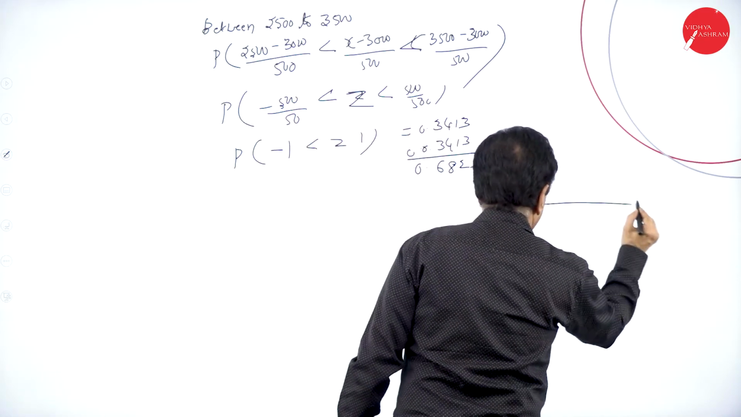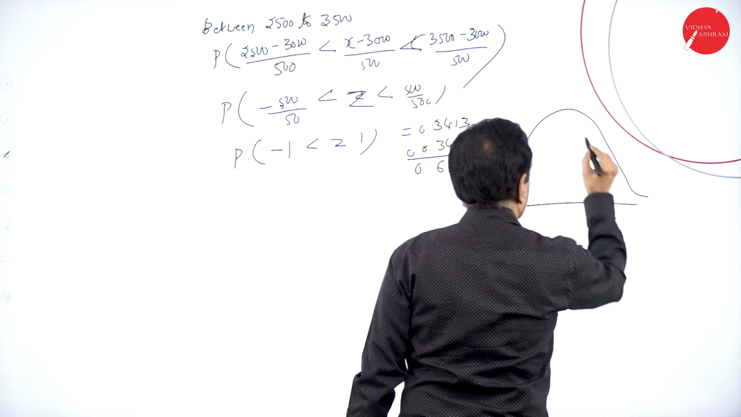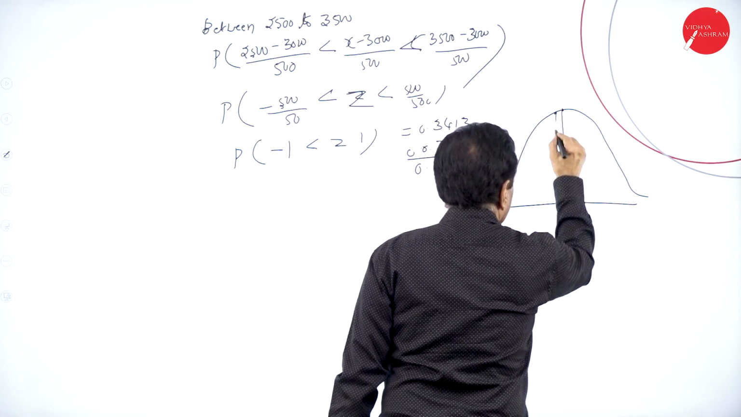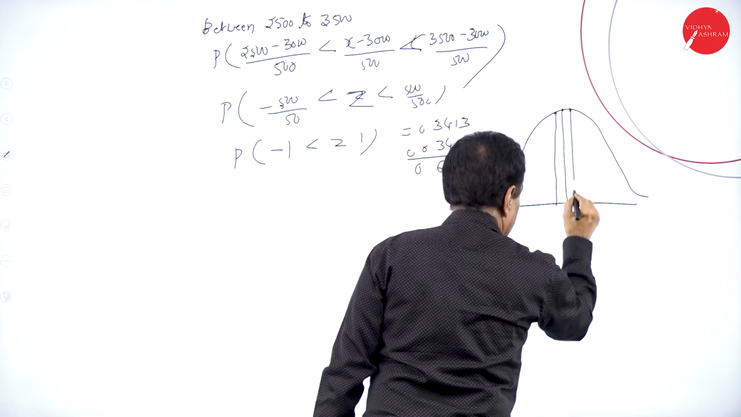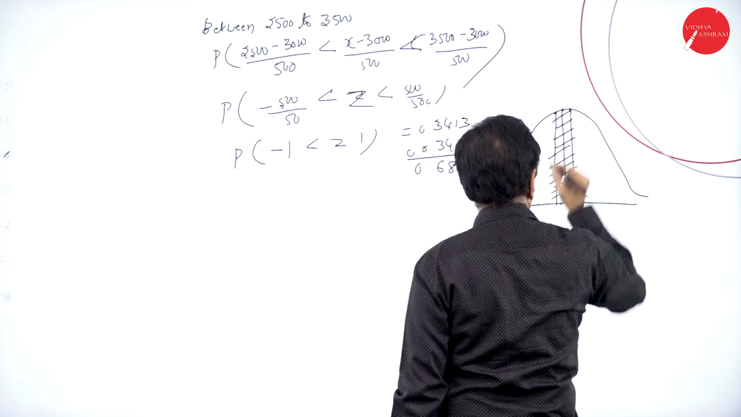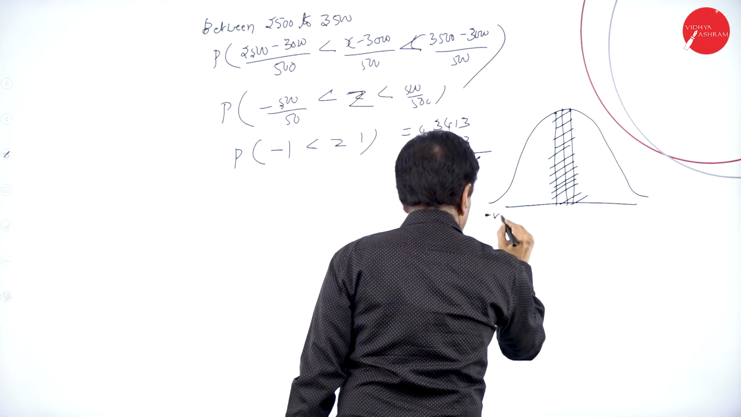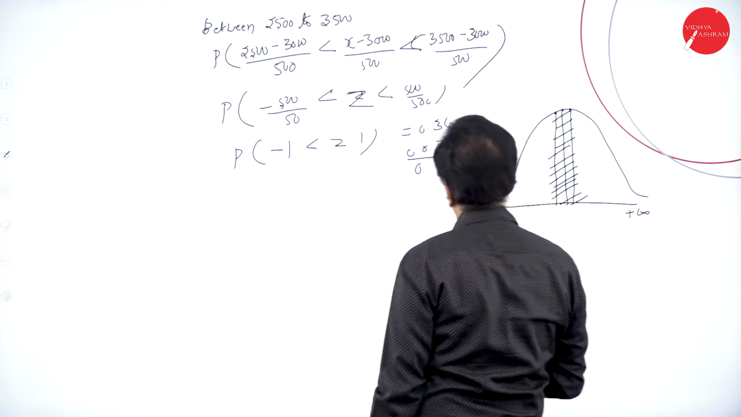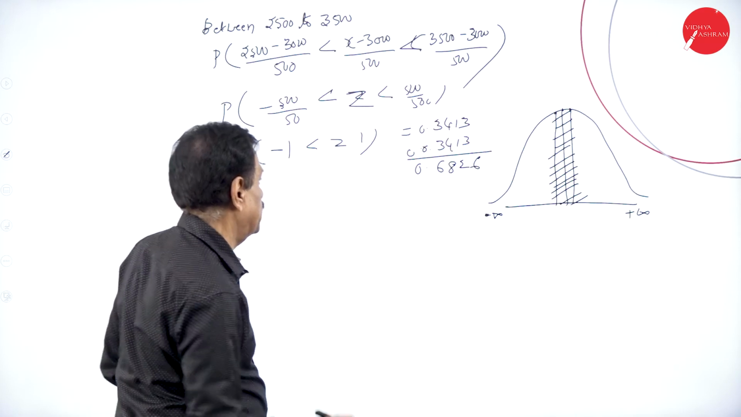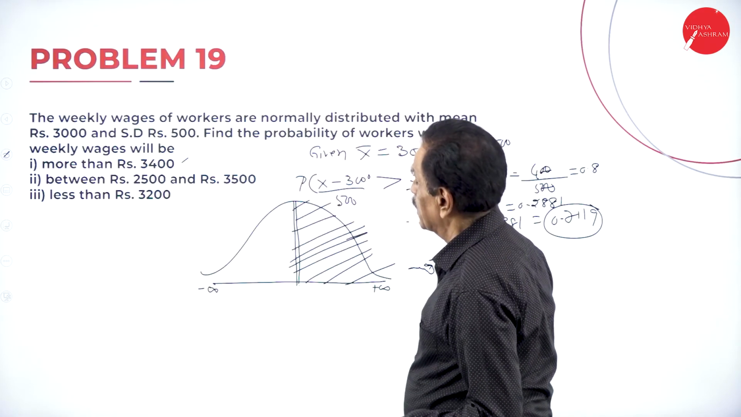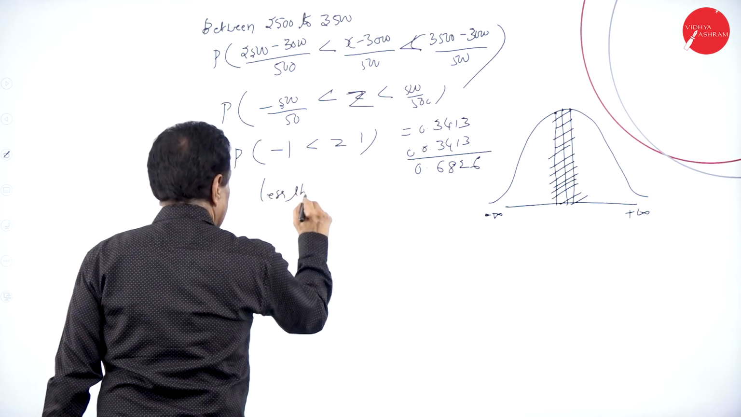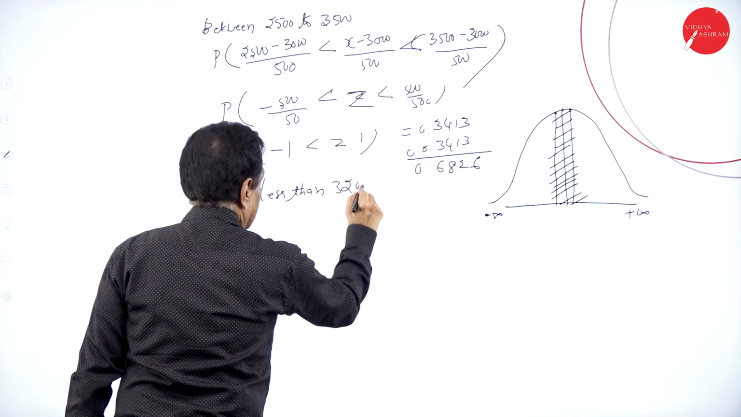How do you have to write now? We can have it like this. One is minus 1, one is plus 1. Don't deduct from 1. This is minus infinity, this is positive. Add both. Here plus and minus are one and the same. You consider 0.6826. Last one: less than 3,200.